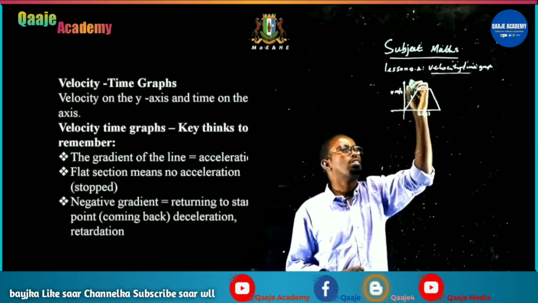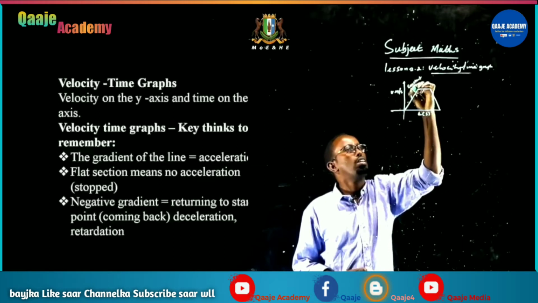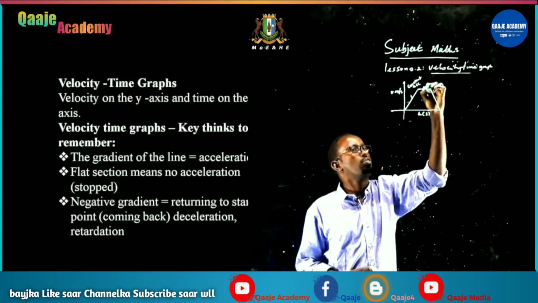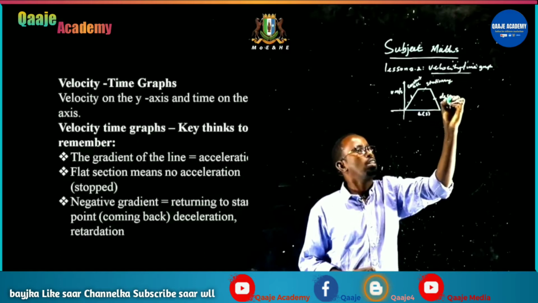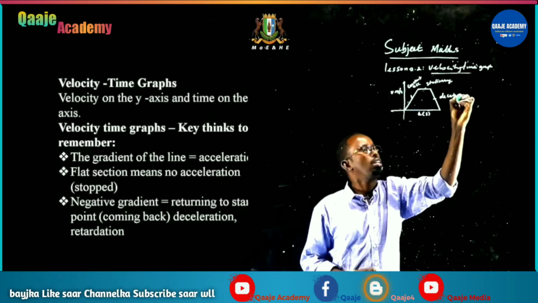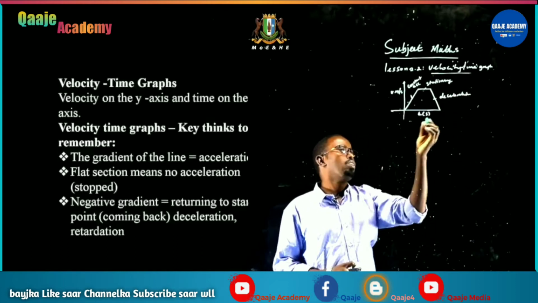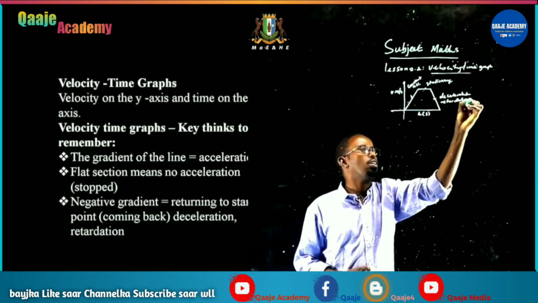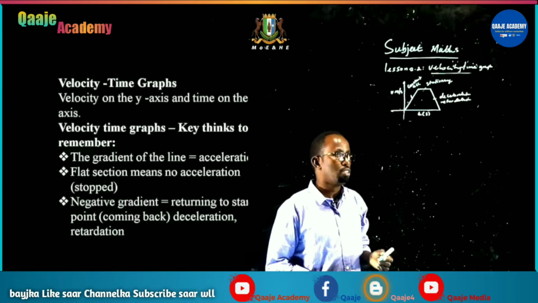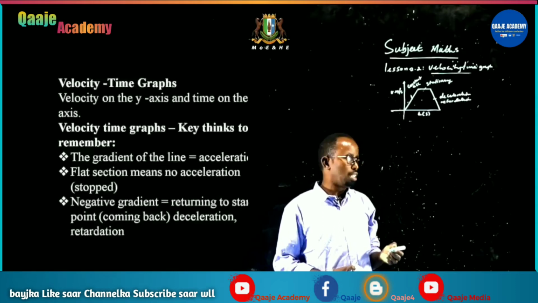So this one is constant. This is constant acceleration. This is state of rest, that is stationary there. And this one is known as the deceleration. Deceleration, or we can as well call it retardation or negative acceleration. Now the gradient of the line is equal to the acceleration.